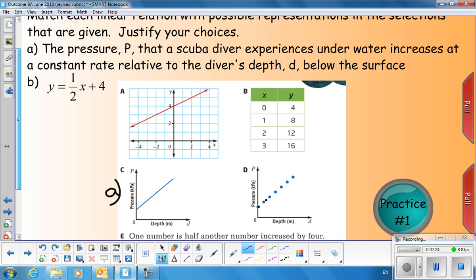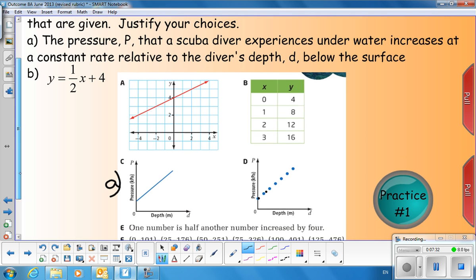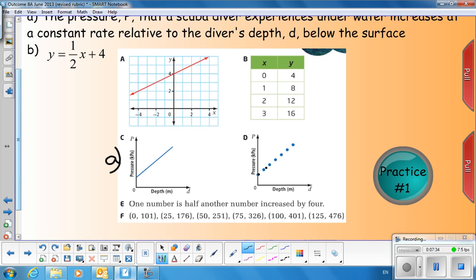Part B, y equals 1/2 x plus 4. We have a couple of situations that would match this one. Can you find them? The first one would be part E. One number is half of another number increased by 4. So here's half of our number, increased by 4 is the add 4. So part B would represent it in words.